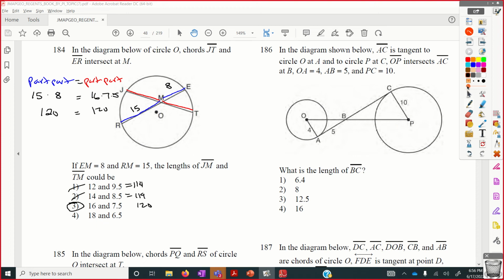All right. Okay, 186 right next door. We have our two triangles. Remember, we have a tangent line meeting a radius here. So this is a 90-degree angle, and so is this. These two angles are going to be equal. So we know that these two triangles are similar.